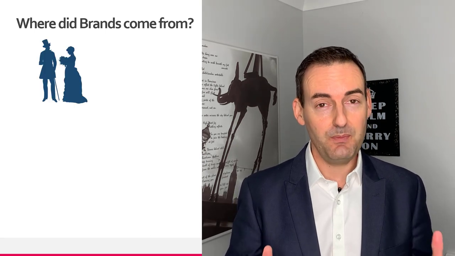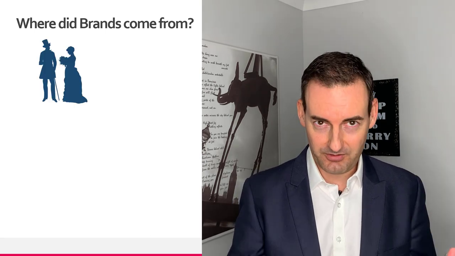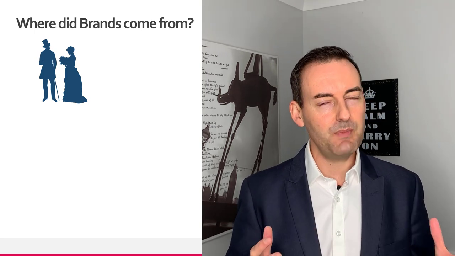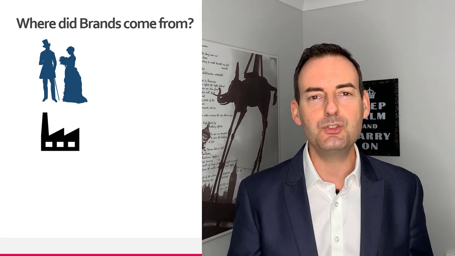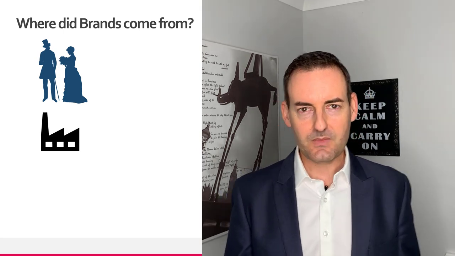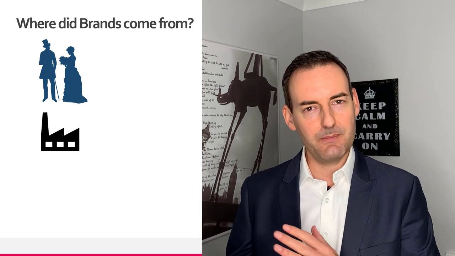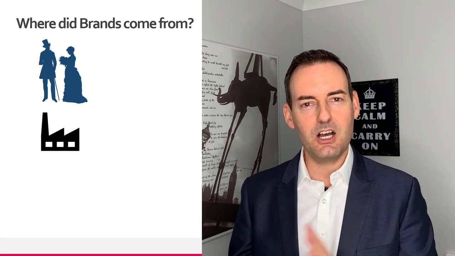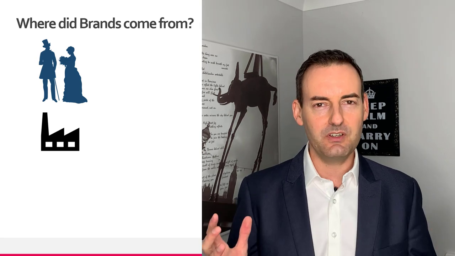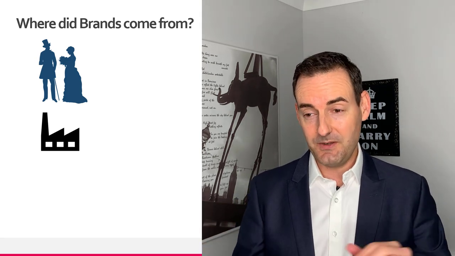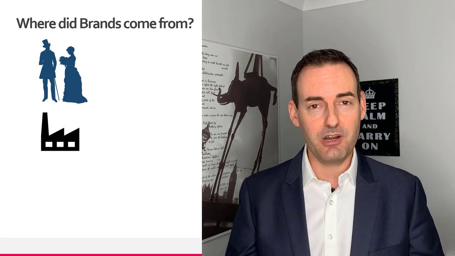Where did brands come from? The answer is the Victorians, the people of Great Britain in the 1800s. The 1800s was a period of incredible development and innovation. The Industrial Revolution was in full swing. You had mass urbanization, people coming from the rural areas and the farms to work in the factories in the cities. And this explosion of innovation created an incredible amount of things.